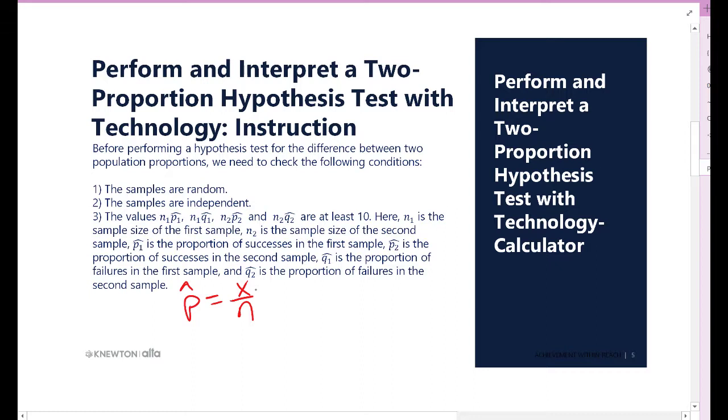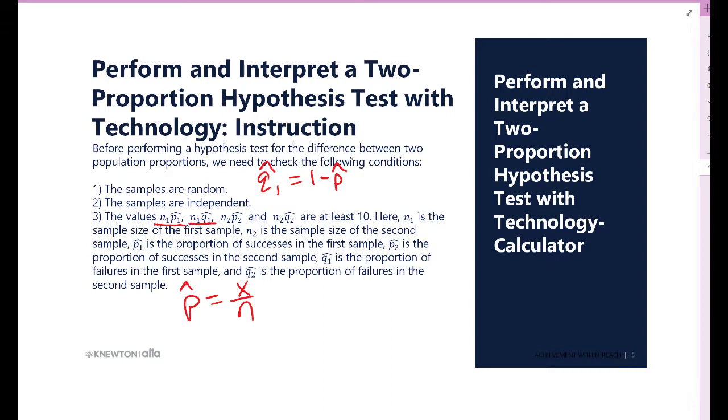But because we're dealing with two different populations, two different samples, we need both n1 times p1, the sample size of the first group times the sample proportion of the first group, to be bigger than 10. We need n times q1, where q1 hat is just 1 minus p hat. Anyways, we need all the n times p's and all the n times q's to be bigger than 10.